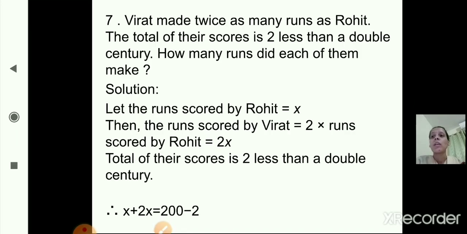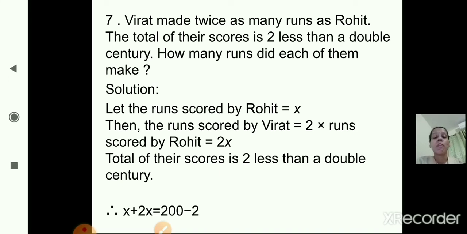Now the next, seventh one, and this is the last sum from practice set 36. Okay, so let's start now. Question number 7. Virat made twice as many runs as Rohit. The total of their scores is 2 less than a double century. How many runs did each of them make?